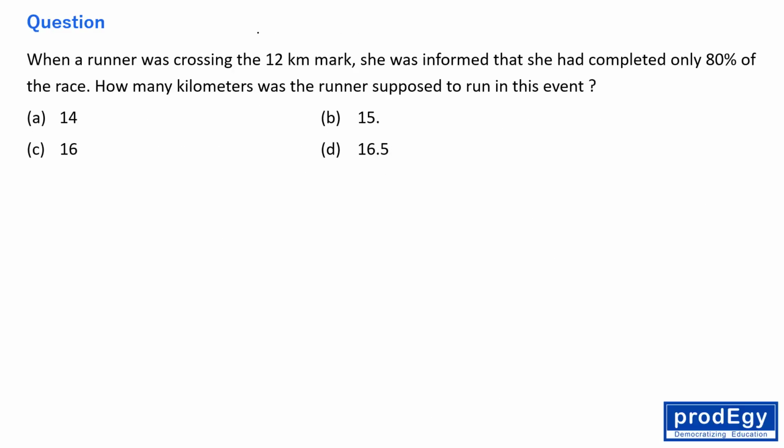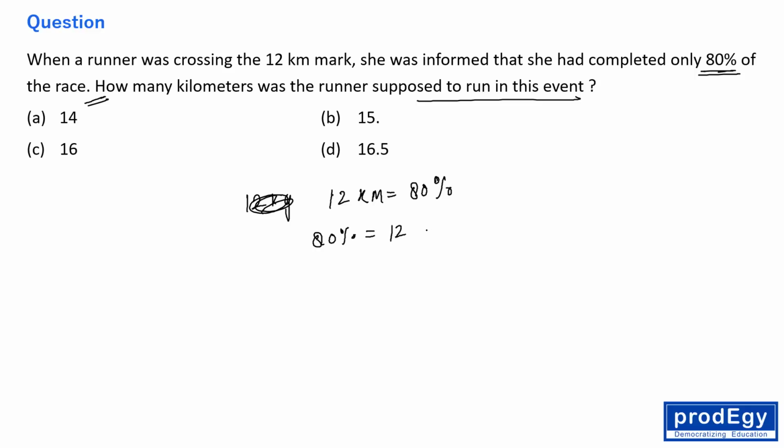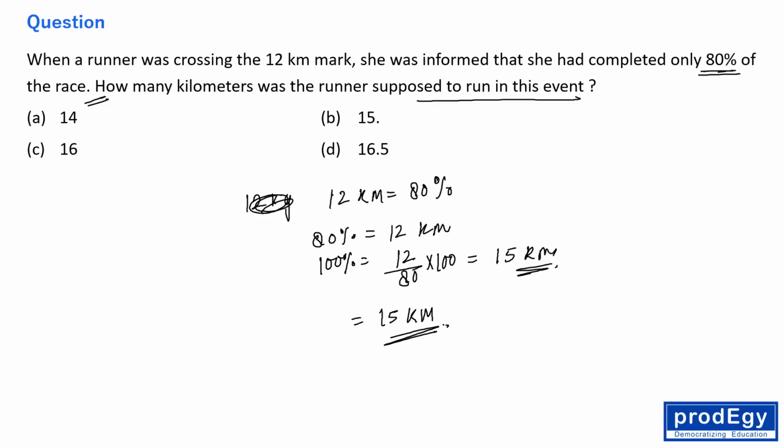When a runner was crossing the 12 kilometers mark, she was informed that she had completed only 80% of the race. So 12 kilometers is equal to 80%. Then how many kilometers was the runner supposed to run in this event? Fine. So 80% is equal to 12. Then 100% is equal to what? So 12 by 80 into 100. So this is 15 kilometers. So she was supposed to run 15 kilometers in that event.